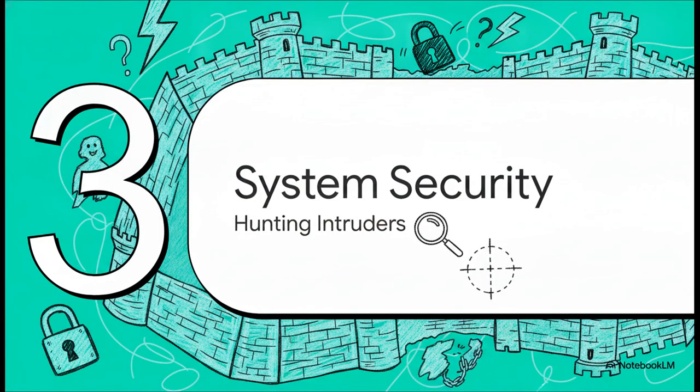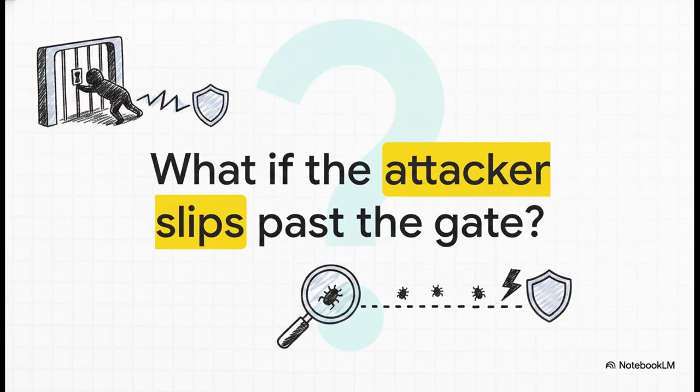That brings us to our third and final pillar: system security. Because despite our best cryptography and our toughest firewalls, we have to prepare for the worst. Seriously, what happens when an attacker slips past the gate? Because they will.